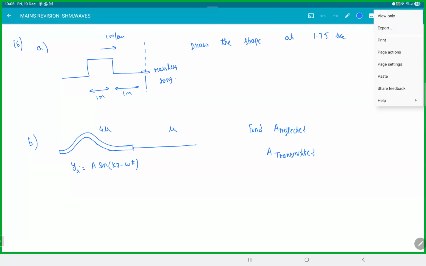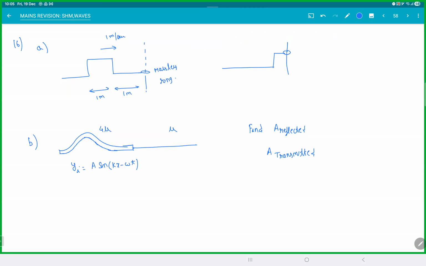Let's see. So 1.75 seconds, what will happen? 3/4 of the wave must have already got inverted, right? So if I draw the picture, it would look like this. So 1/4 is still going, and 3/4 of the wave. Remember, it is a massless thing, so it will not get inverted. So the resultant will look like this, isn't it? So this part will be half. This part will be 1/4, and this height will be 2a. So wherever the incident and the reflected overlap, it will become double.